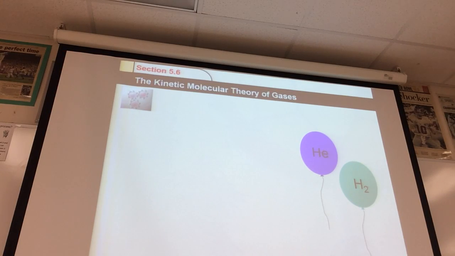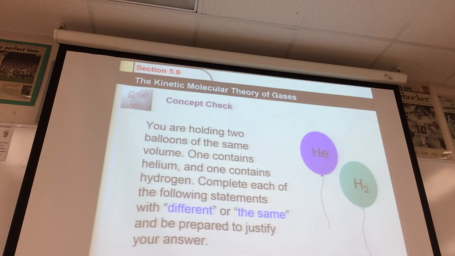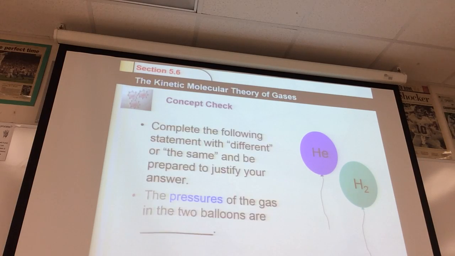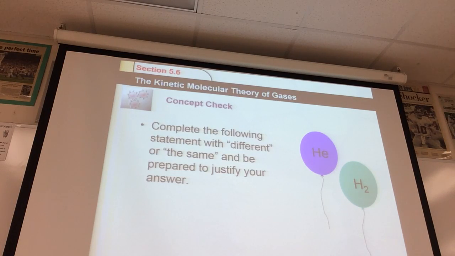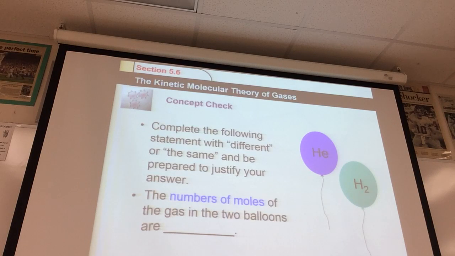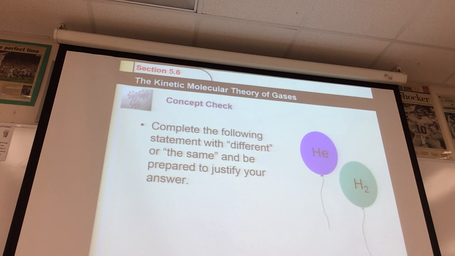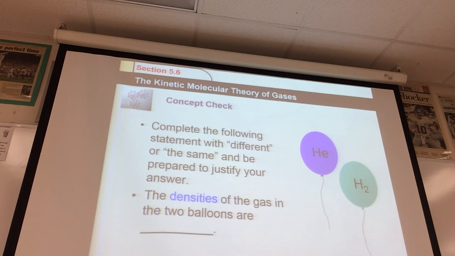The pressure is the same. What other information did they give you? They have the same volume. Do they give us the moles? Yeah, they give you the moles, and this is different. Why? Because they have different molar masses. Their moles are different because they have different molar masses. Different.